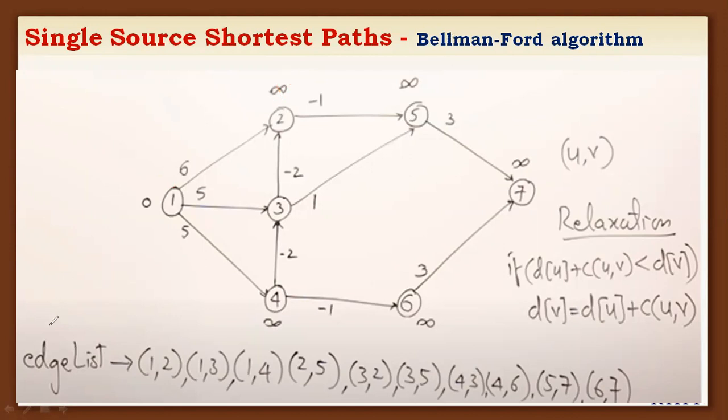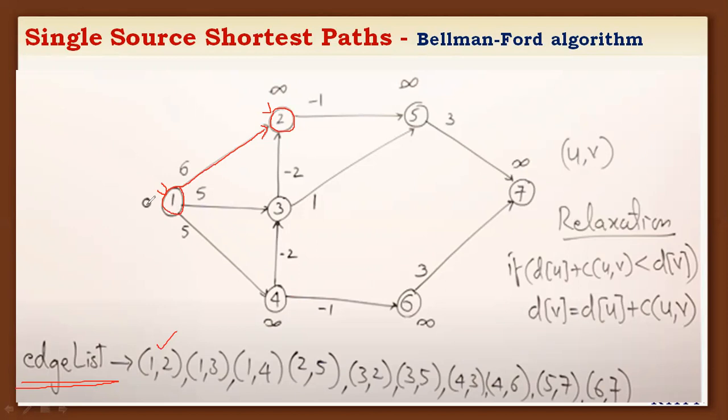Once again, I will explain. Now consider the edge list. First consider the edge 1 to 2, vertex 1 to vertex 2. Apply the relaxation formula to this edge.